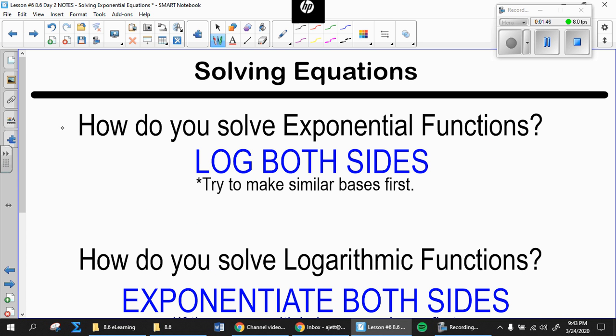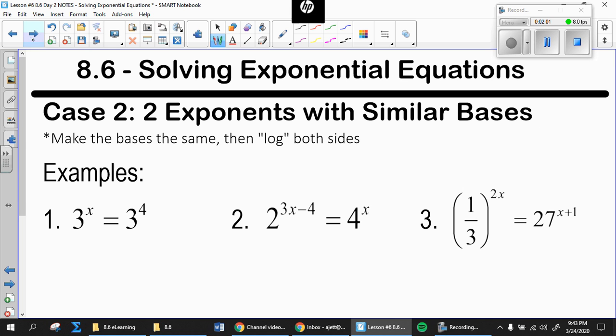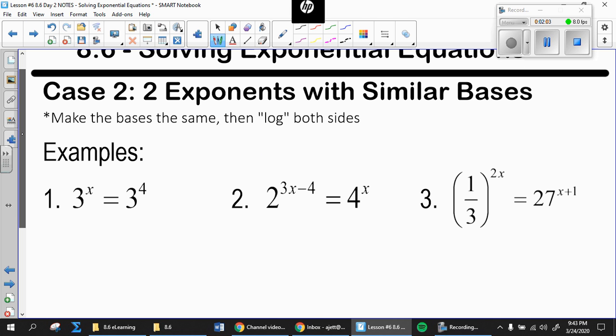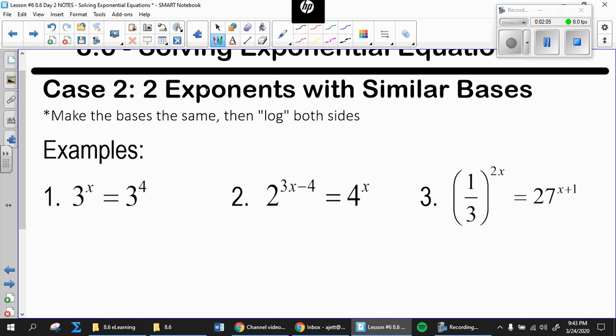So remember, we're looking at how to solve exponentials. In order to do that, we use the inverse of an exponential, which is a log. And so for today, what we're going to do is make the bases similar. So steps to doing this. This is the second type of exponential that we're going to solve.